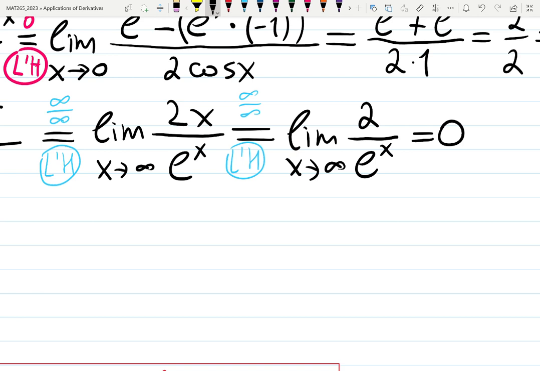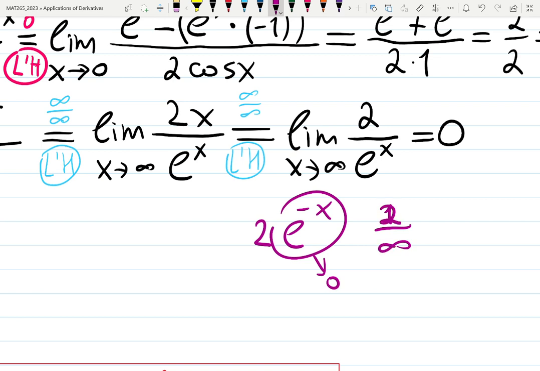How do I know that? In many ways we covered in previous classes and the quiz. It's 2 e to the minus x, and we know e to the minus x shrinks to 0. Or it's dividing by infinity. Well, 2 divided by infinity. Any way you like it.